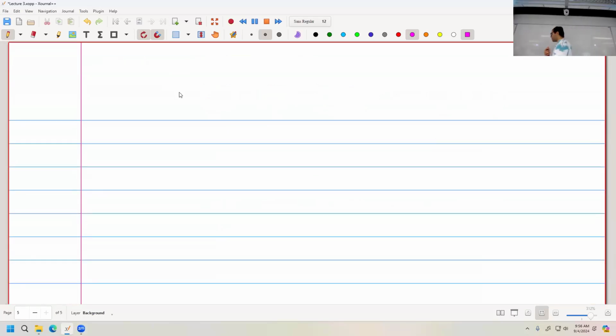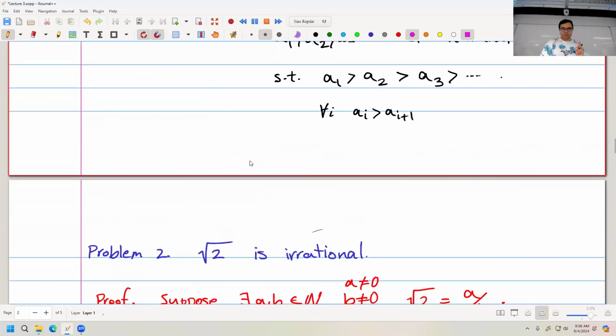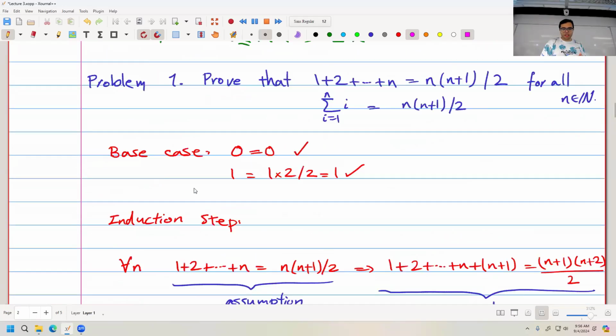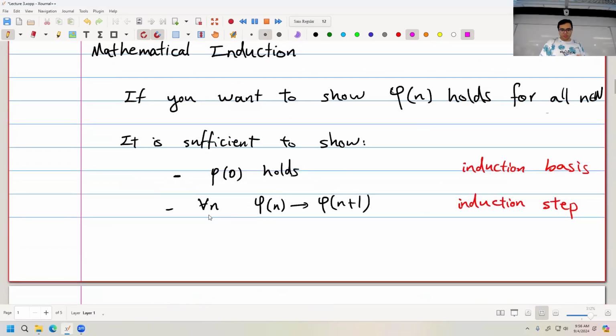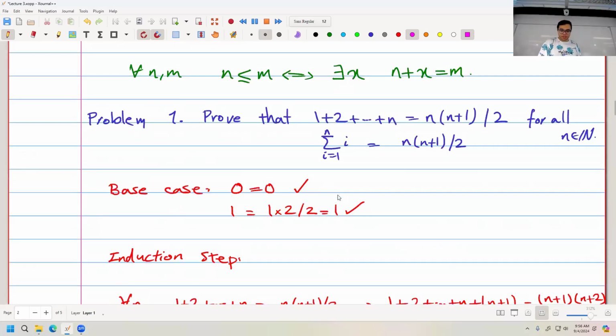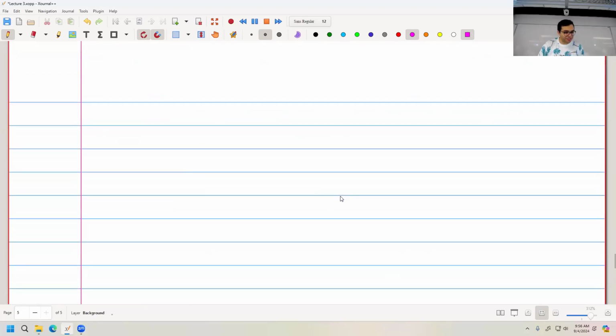Let's now do some non-examples, some things that are actually not correct. So you see, when we're doing induction, we said it's very important that we verify 2 things. We have to verify our base case or the induction basis, and we have to also verify the inductive step. We have to verify that whenever phi n holds, then n plus 1 also holds. Okay. So let's see what happens if we forget to do one of these steps.